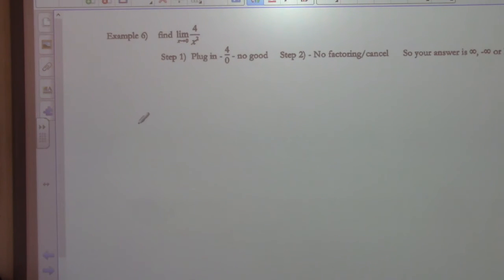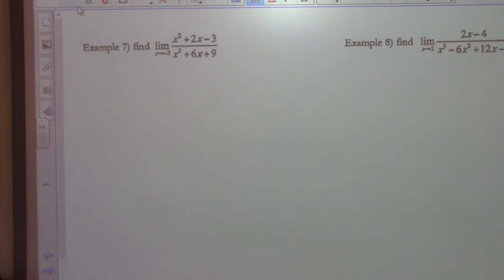Okay, so now we have some other examples right here. If you have the limit as x approaches 0 of 4 over x squared, and you plug in 0, you get here, does not exist. Okay? And I want you to go ahead and work out example 7. We'll go over that in just a minute.